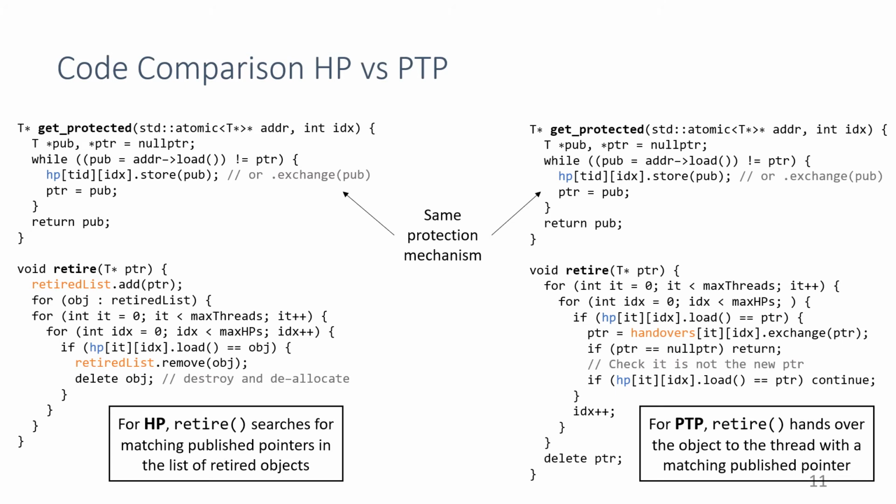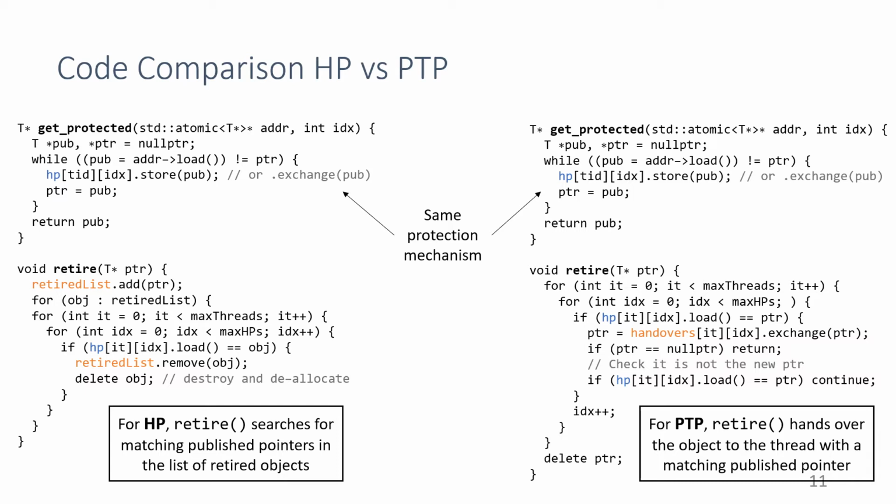This slide is to show the difference in the implementations of HP versus PTP. The getProtected is implemented in the same way, where the address is read, written to the hazardous pointer, and then revalidated to check that it has not changed. The main difference is in the retire method, where on HP there is a retired list dedicated to each thread, where the objects that are to be retired are placed. On the other hand, for PTP, it's the handovers where the objects are placed and are shared between all threads.